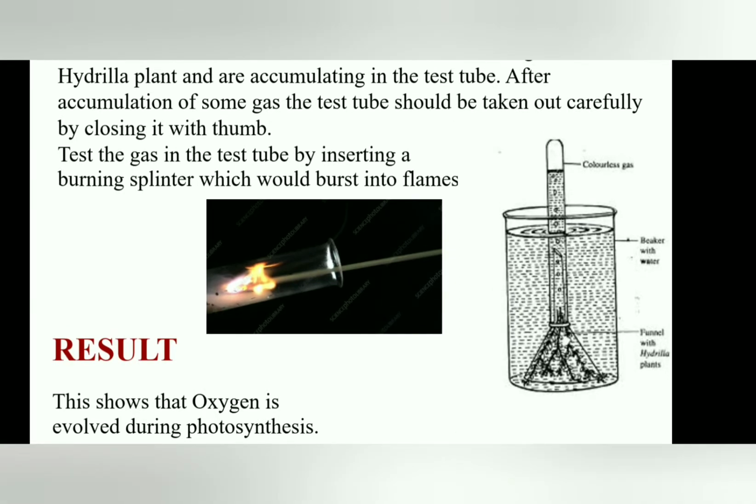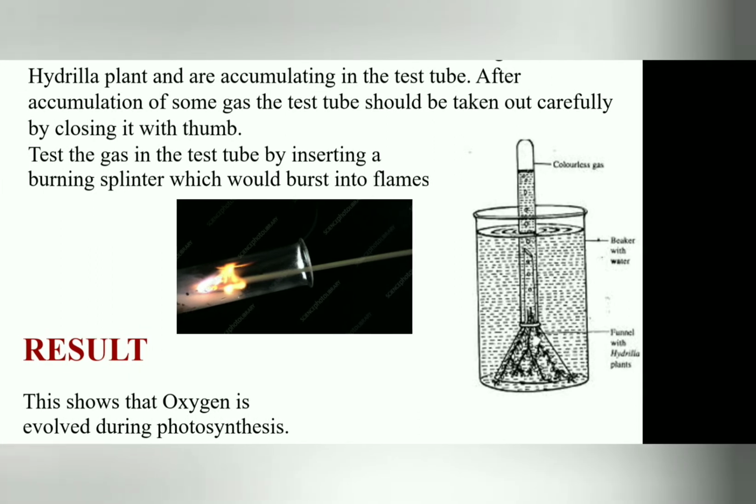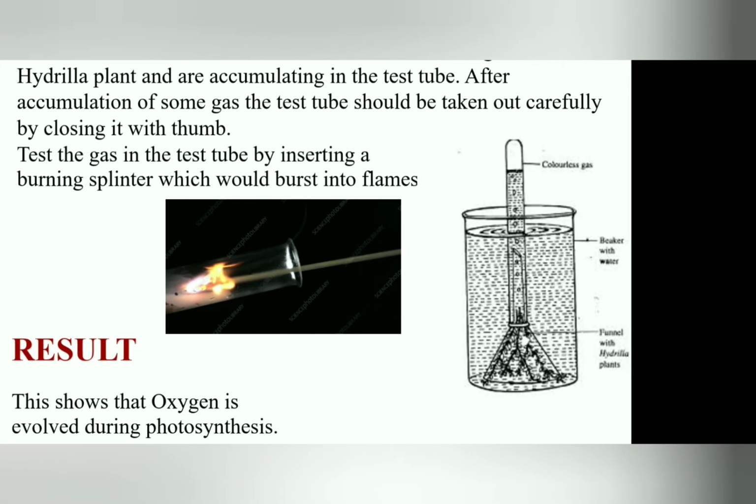After accumulation of some gas, the test tube should be taken out by closing it with the thumb. Then test the gas which is present in the test tube by inserting a burning splinter. When you insert a burning splinter, it bursts into flames, which shows that oxygen is evolved during photosynthesis.